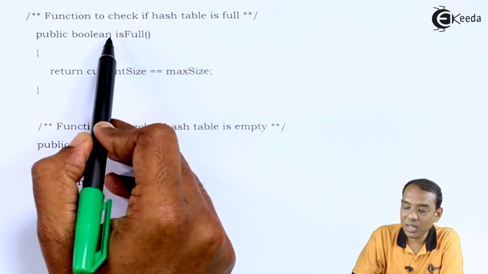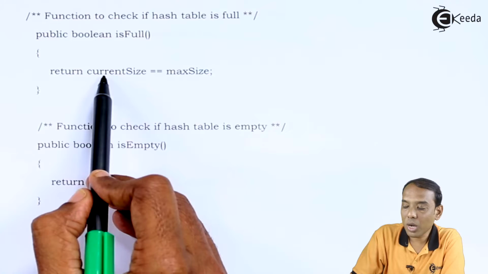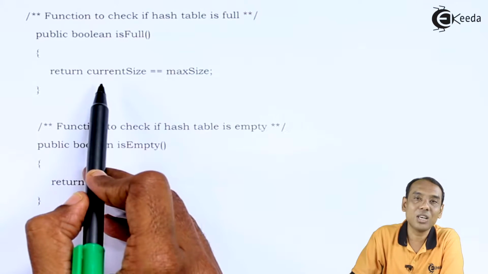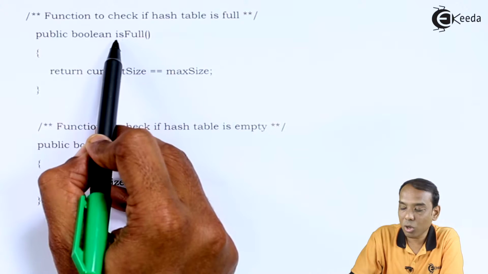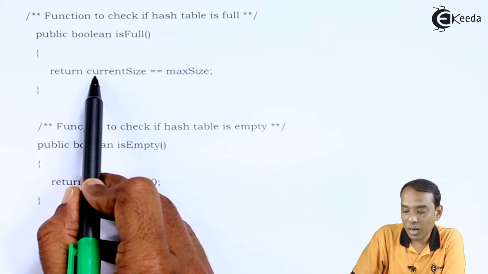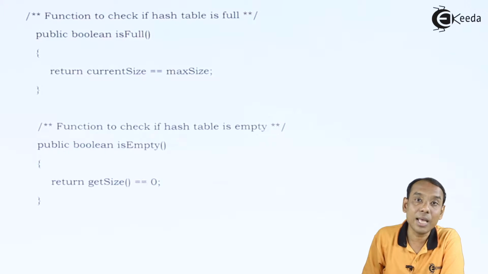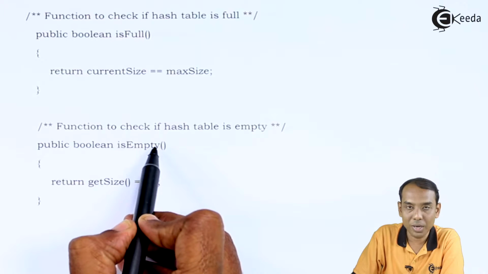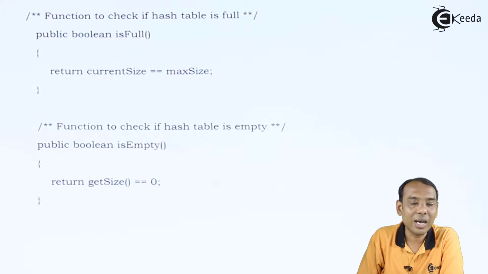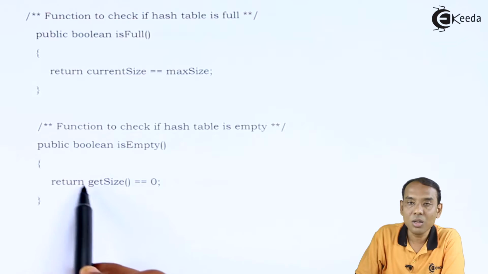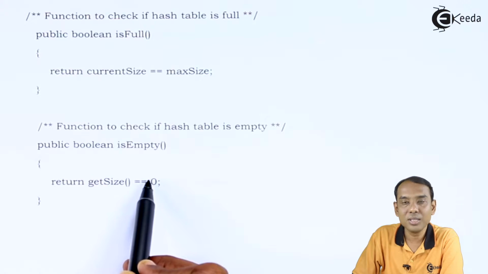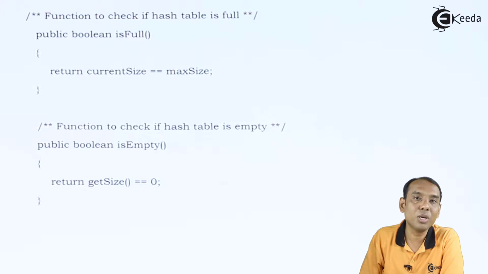I have defined a function called isFull. The hash table is going to be full when current size equals max size, that is, the capacity is full. So the function isFull is going to return whether current size equals max size. In a similar pattern, we are going to check whether the hash table is empty or not. We define a function called isEmpty. In that, we are going to return the variable current size. If it comes out to be 0, it means that there are no key value pairs present in the given hash table. So the function returns whether current size is 0. This is how you check whether the hash table is full or empty.